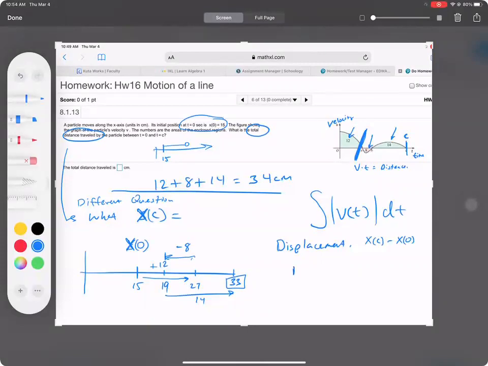I'm starting off here. My first move is forward by 12. I add 12, right? After we move 12 here, we go back 8. So we're now at 4. After 4, we add 14. So we're going back forward. So we add 14 to that. So we're over here at 18. So our displacement is 18 centimeters from the origin.